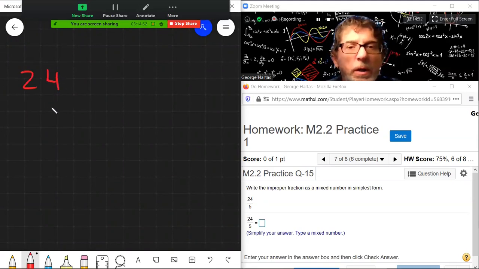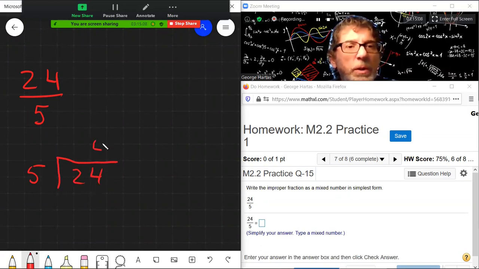All right. 24 divided by 5, or 24/5. Convert that into a mixed number. Long division, correct. 5 goes into 24 4 times. 4 times 5 is 20. Subtract.